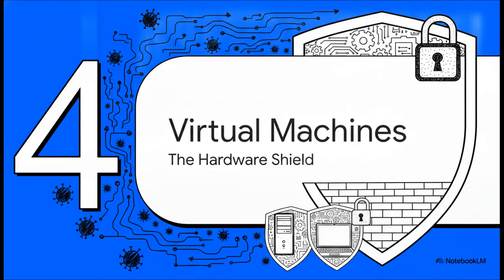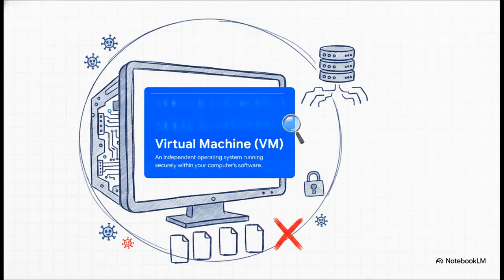Moving right along, Section 4, Virtual Machines, the Hardware Shield. But what if a really sophisticated threat manages to escape the browser entirely? What if you accidentally download a malicious file? That brings us to our second, much thicker layer of defense: hardware isolation. This is achieved through virtualization.